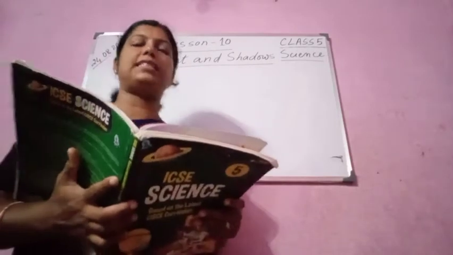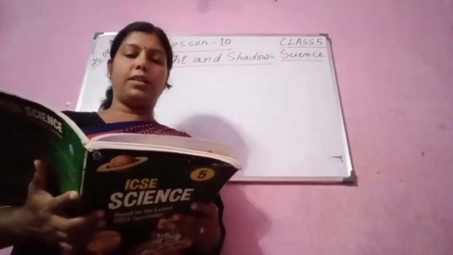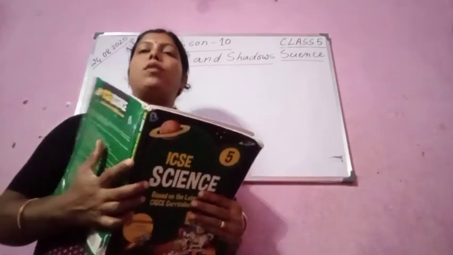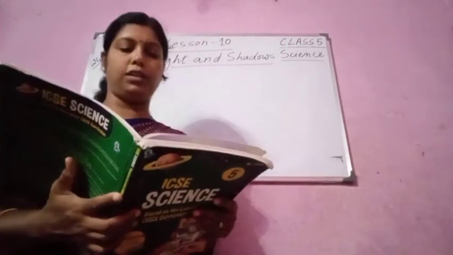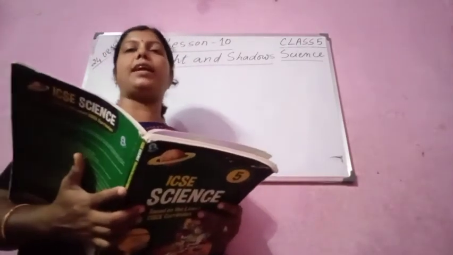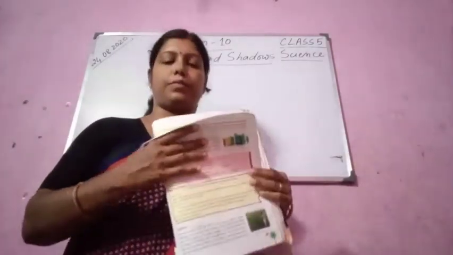So in your science class today I am going to start lesson 10. This is light and shadows. In this lesson you are going to study about light, shadows, rotation and revolution of earth, formation of day and night and eclipse. All these topics we are going to study about, but let us start with light.